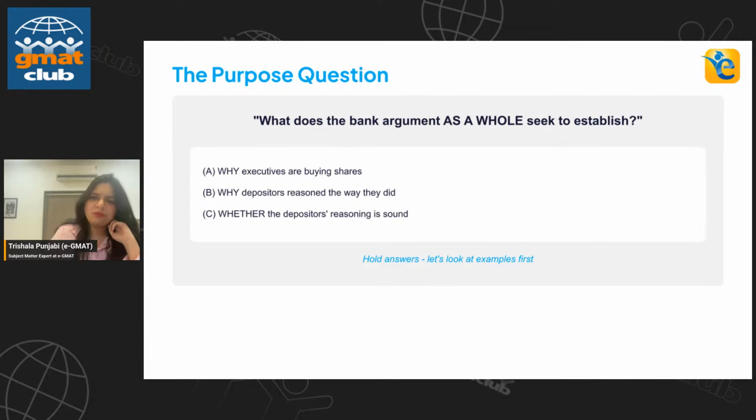Tell me this. What is the point of this argument? What is the argument seeking to establish? A, B, C. Give me fresh answers here, guys. I'll just show you the argument once again.